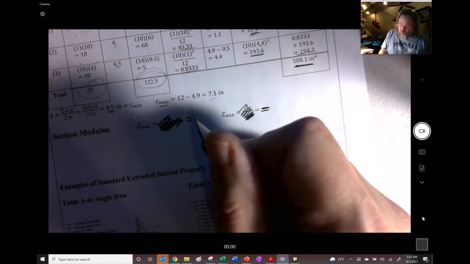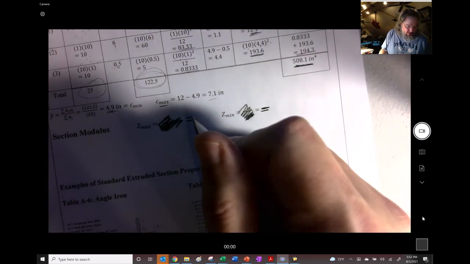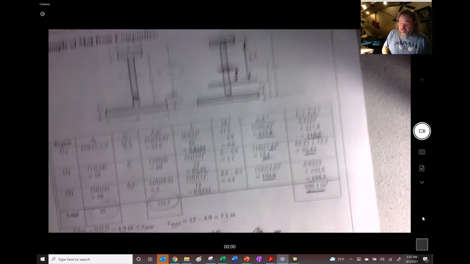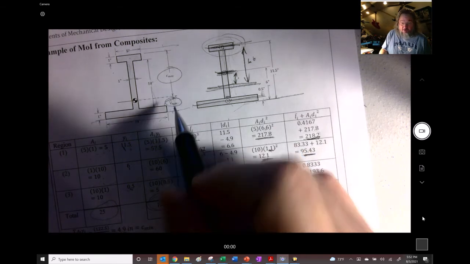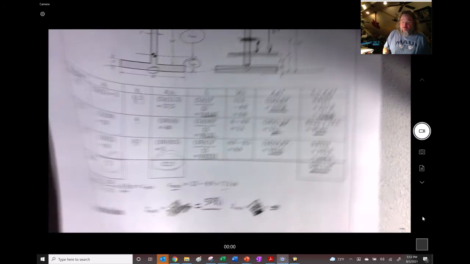But what you would do is you would take the moment of inertia about right here. So you go like 508.1 and divide it by the minimum, right? So this is a small right here. So this right here is going to be the section modulus for that side of the piece right there.